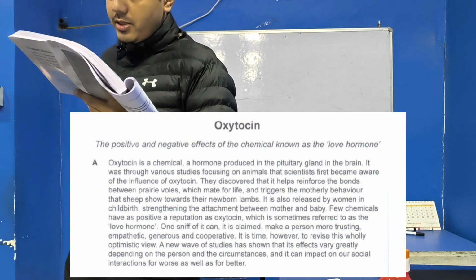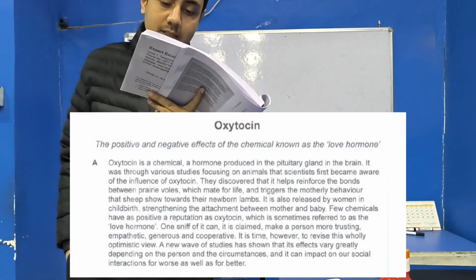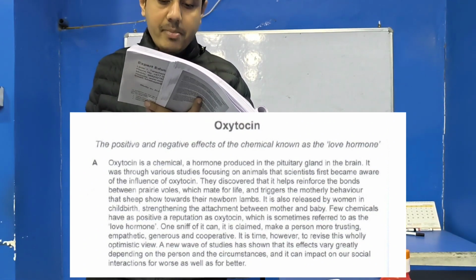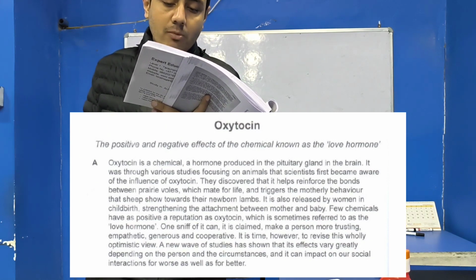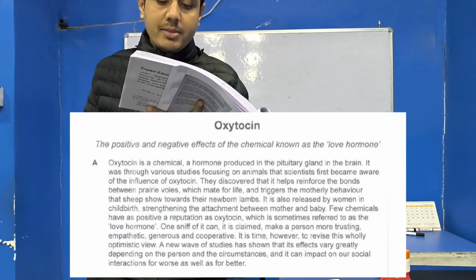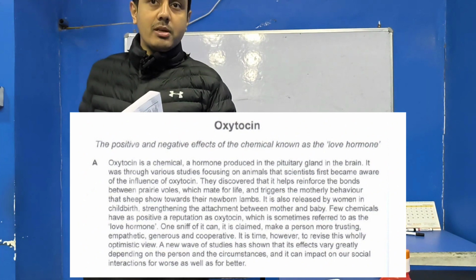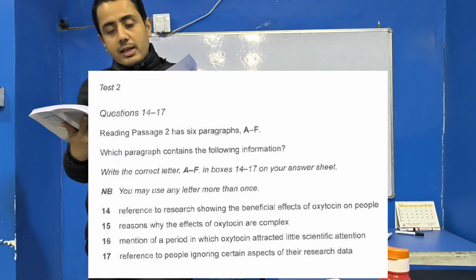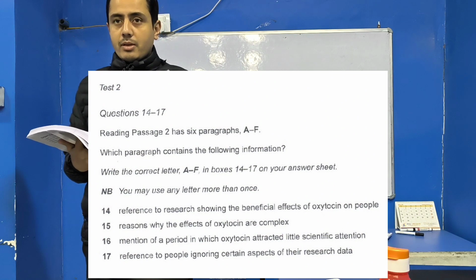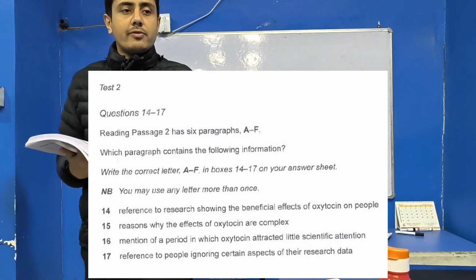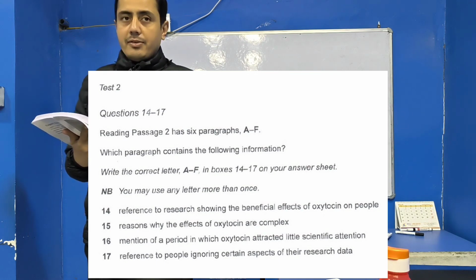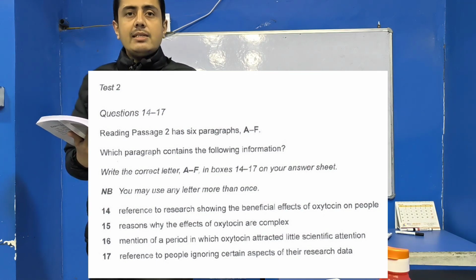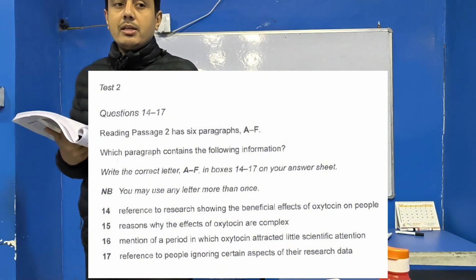Chemicals, positive reputation, love hormone, sniff, claimed, person, trusting, empathetic, generous, cooperative. Again, this paragraph gives us a lot of benefits of oxytocin. It says we become generous, cooperative, all of the positives as well. But the thing is, number 14, if you look at number 14, the research is not referenced here. The benefits are given, but research is not referenced. So, out of these 4 questions, I don't think any of them are in the first paragraph. Like number 15, the reasons is also not given. Number 16, a period is also not mentioned.